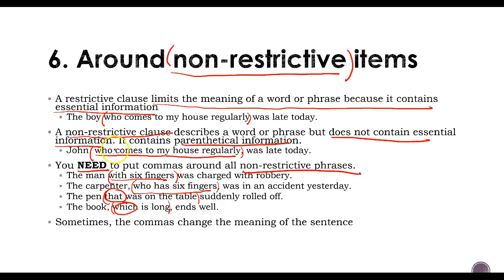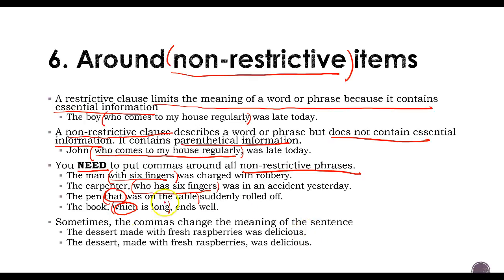So sometimes the commas change the meaning of the sentence. This is a good example from the Hacker book. The dessert made with fresh raspberries was delicious, versus the dessert, made with fresh raspberries, was delicious. In this case, we have the exact same sentence. But if we view "made with fresh raspberries" as an essential part of the sentence, we don't put commas around it.